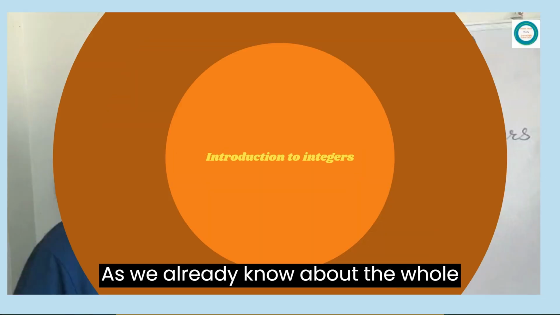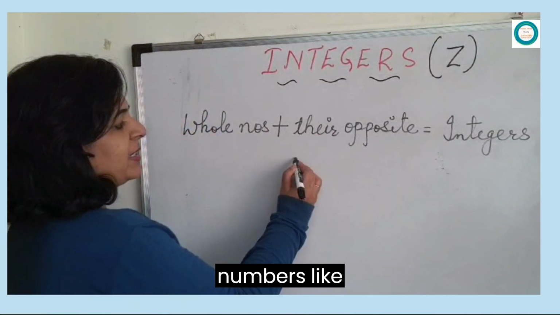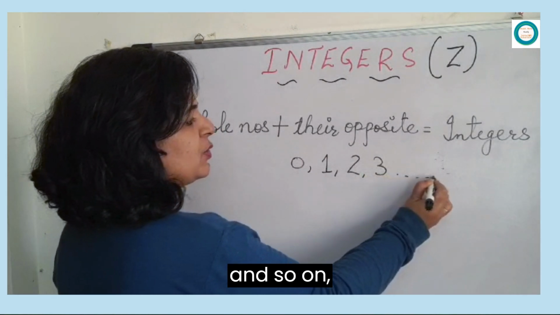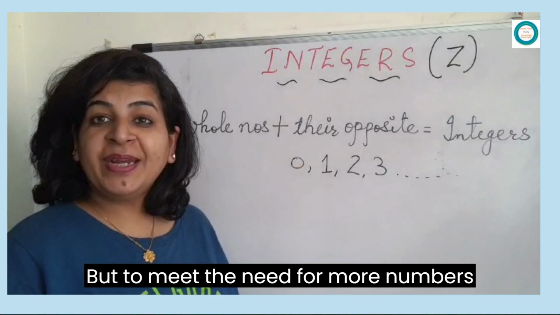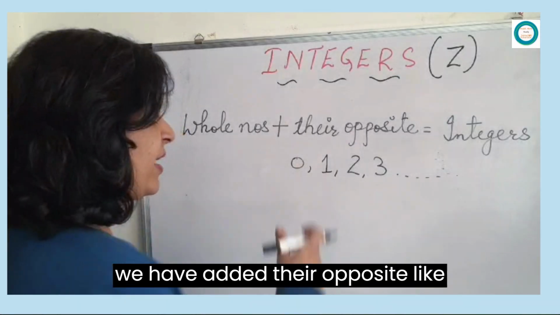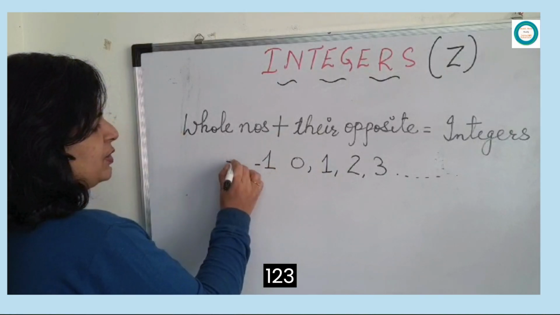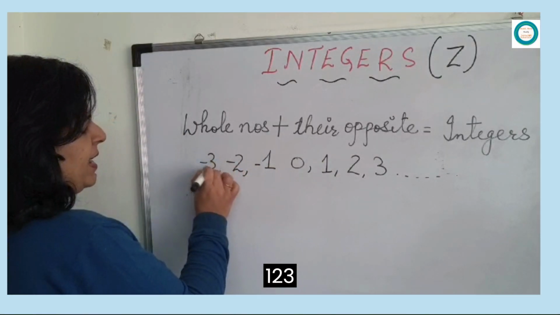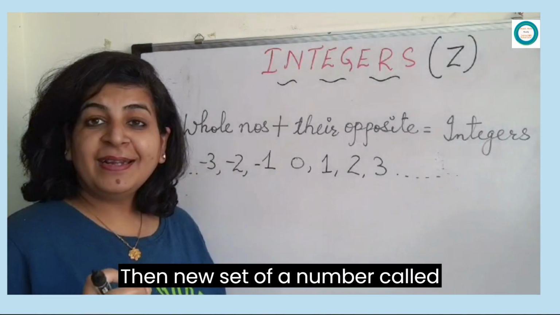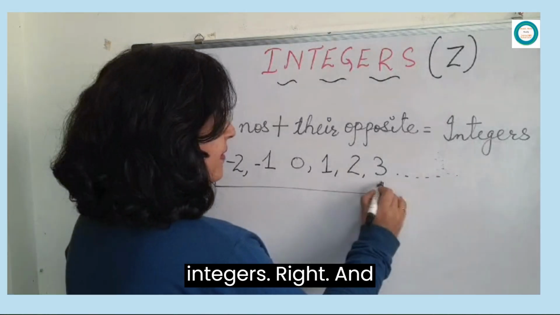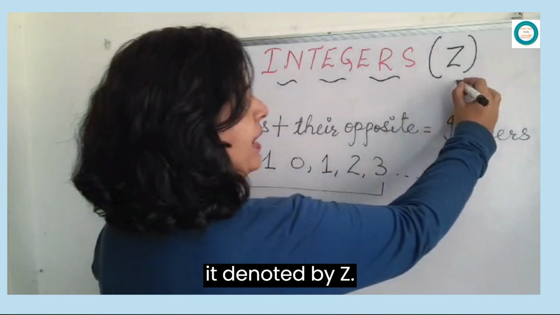As we already know about the whole numbers like 0, 1, 2, 3 and so on. But to meet the need for more numbers, we have added their opposites like minus 1, minus 2, minus 3 and so on. Then this new set of numbers is called integers, right? And it is denoted by Z.